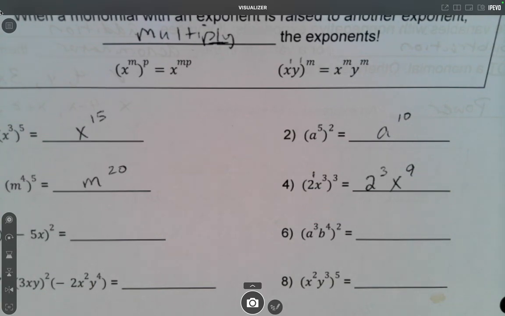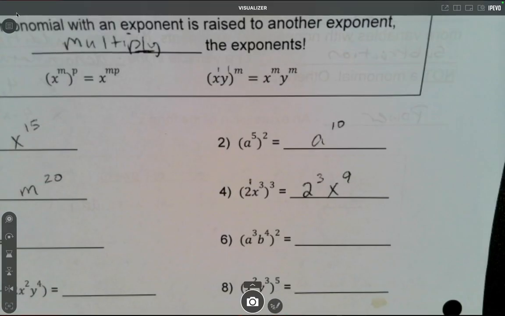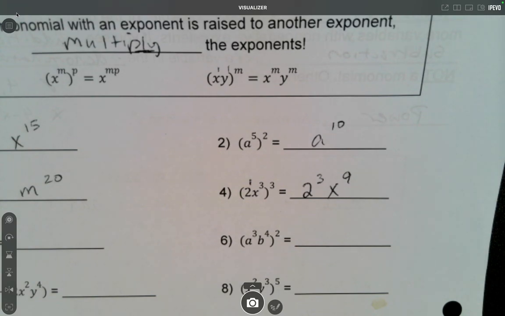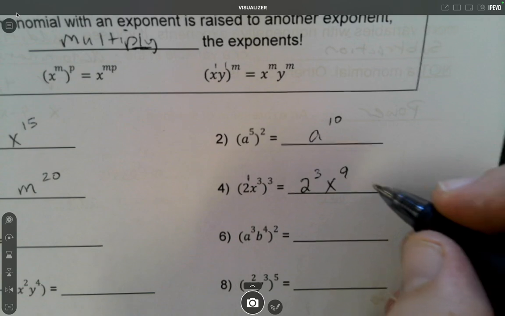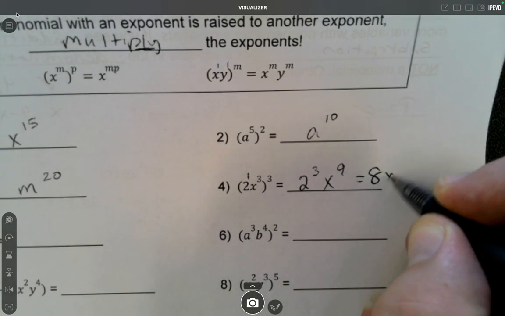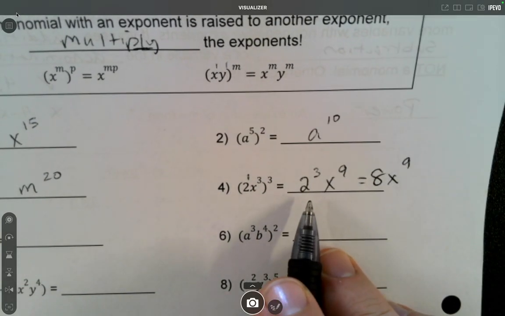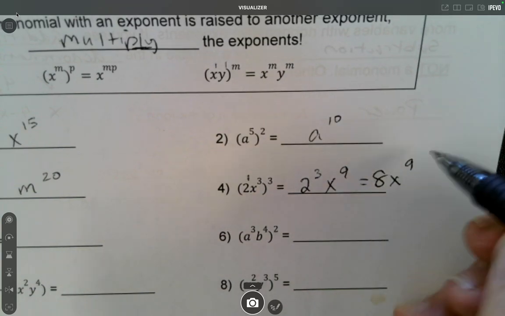Now I will accept this answer, but especially since you have a calculator, I really want you to go ahead and evaluate 2 cubed. So you can type in your calculator 2 cubed and find out that's equal to 8. So I will accept this answer, but this is the better version of the answer.